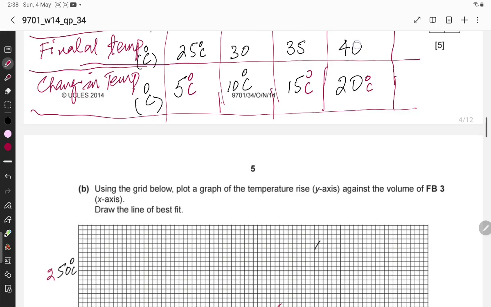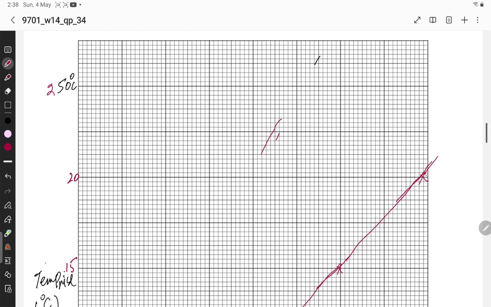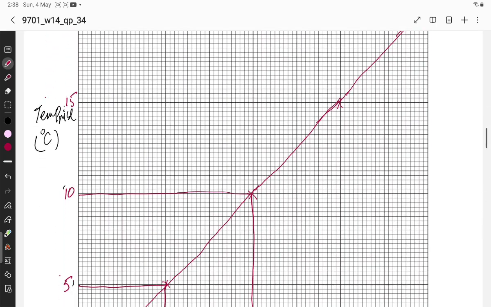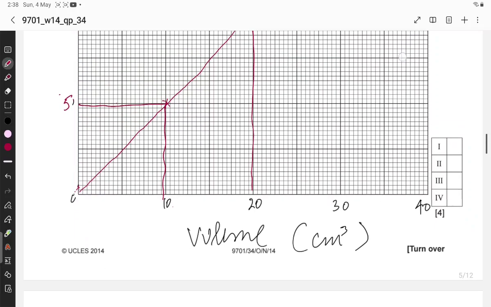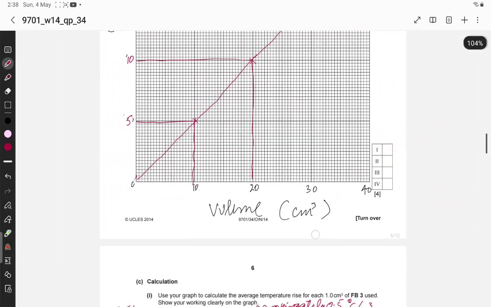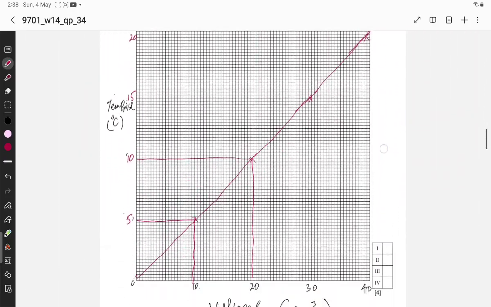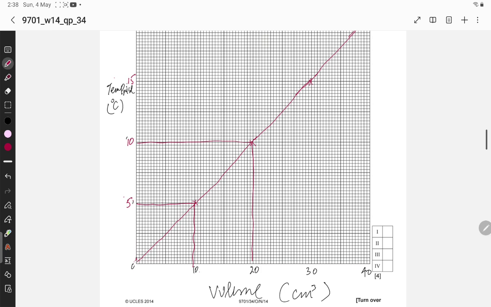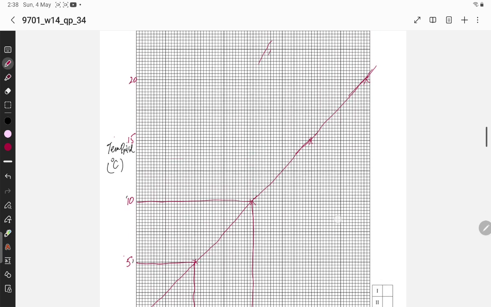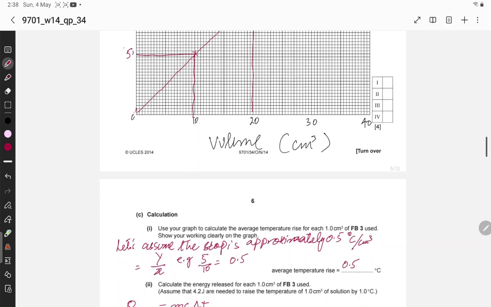Now draw the graph accordingly, with temperature rise on the y-axis and volume on the x-axis. So 2 large squares is equal to 5 cm³. So in this way this graph is obtained.